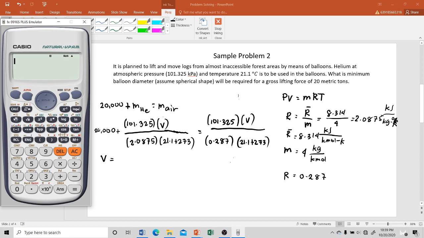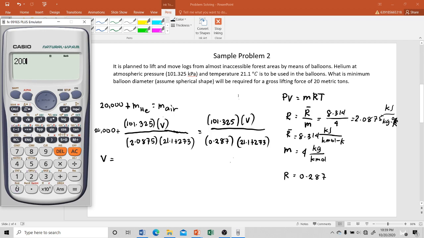And then for the air, the equation is 101.325 over 0.287 times 21.1 plus 273. And now we can get the value of the air in terms of volume.